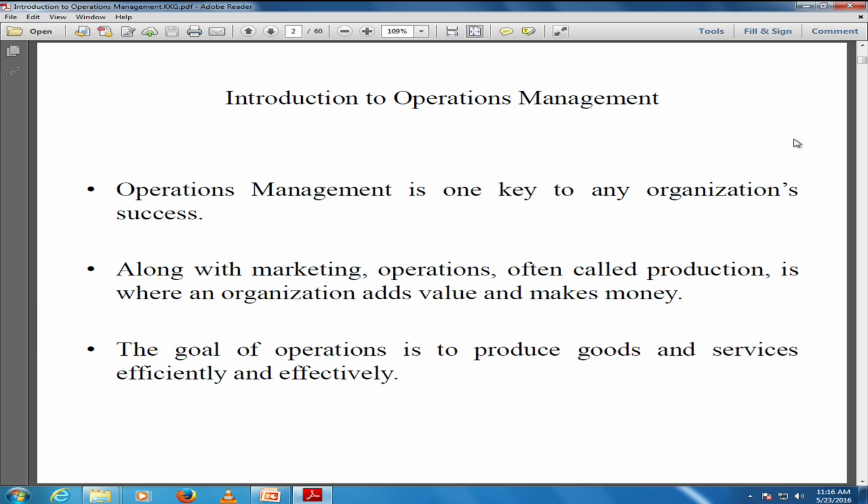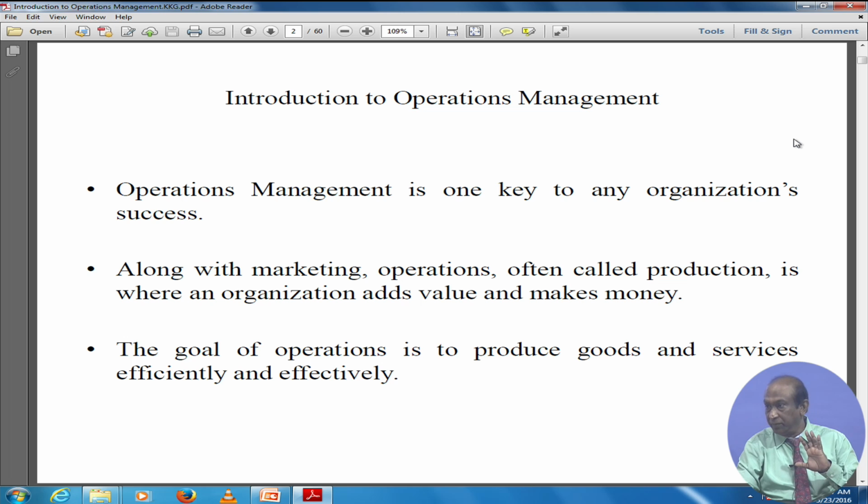As we have discussed, operations management has a profound effect on the business success of any organization. Along with marketing, operations, sometimes called production, is the domain which adds value to the inputs that the organization gets and makes money.